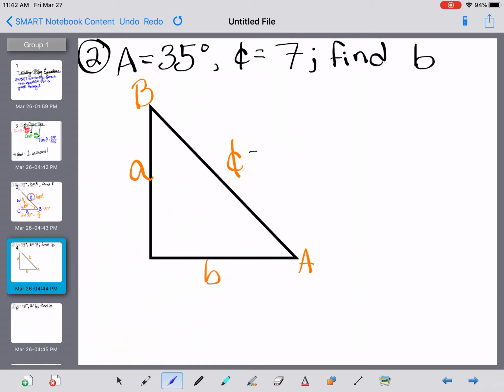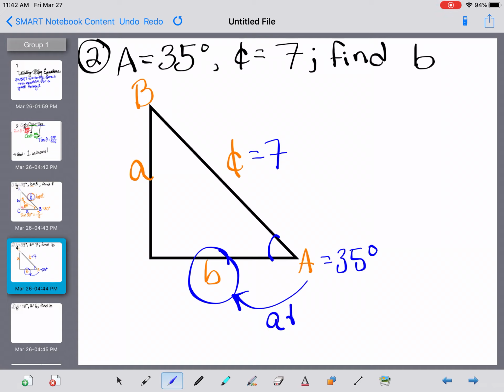Now I'm going to put in the information. So I have this is 7, I have this is 35 degrees, and I'm looking for that guy right there. All right, so the relationship between the angle given and that side that I'm looking for is adjacent, and I know that this C here is always my hypotenuse.